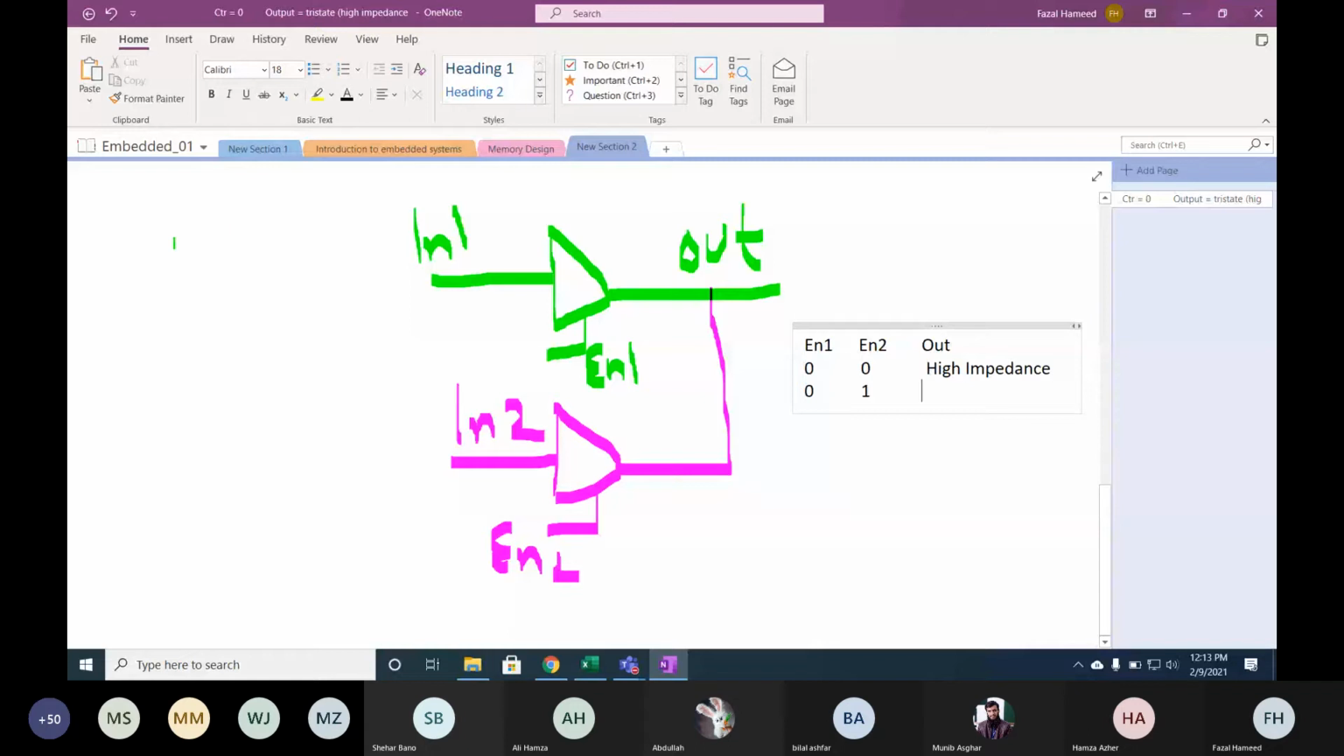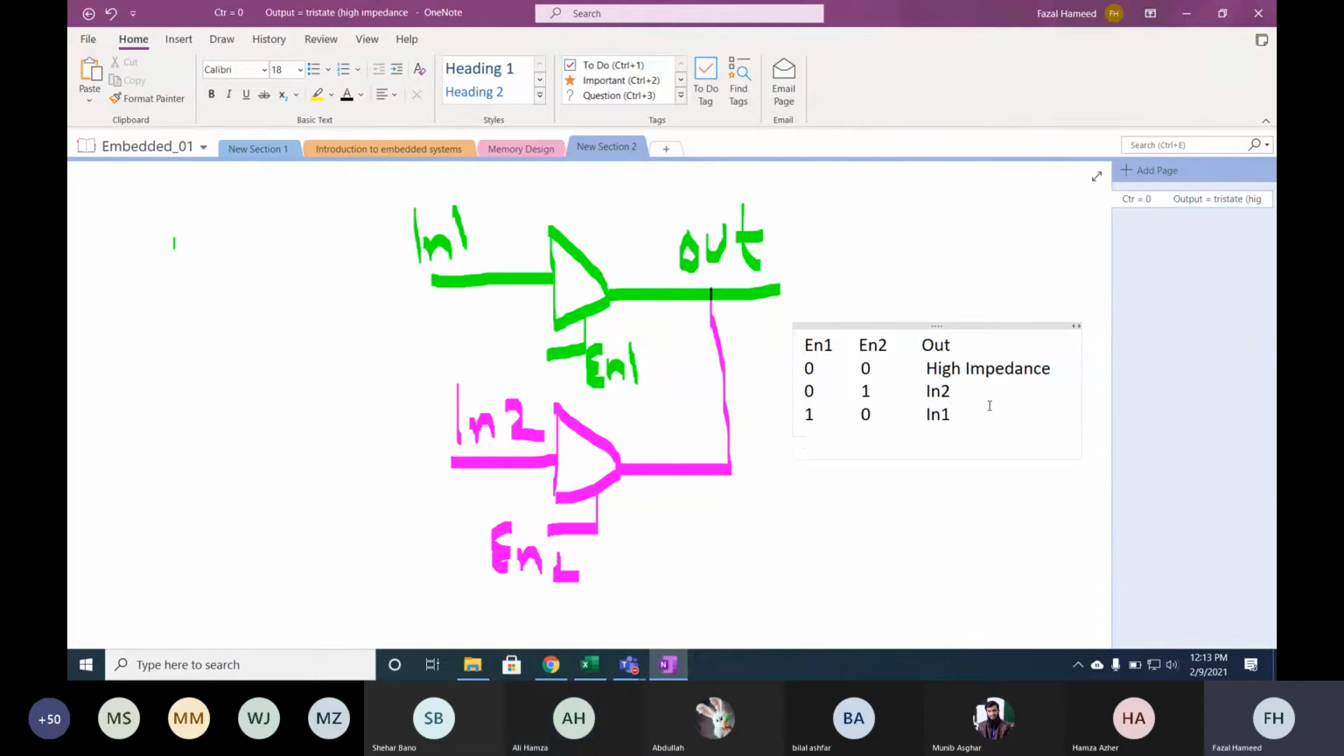In 2. Not high impedance, in 2, because the second device is enabled. So which device will be connected to the bus? The second device. Okay. Now if enable 1 is equal to 1 and enable 2 is equal to 0, which device is connected to the bus or the output? In 1.